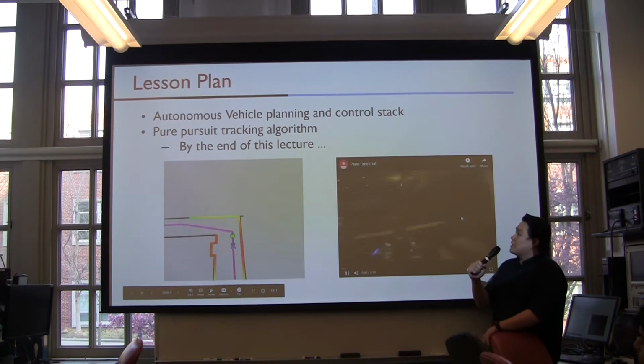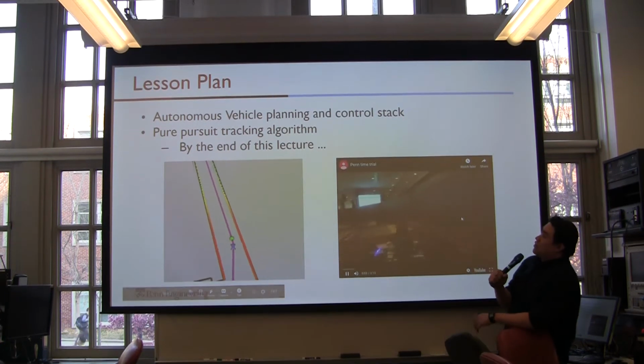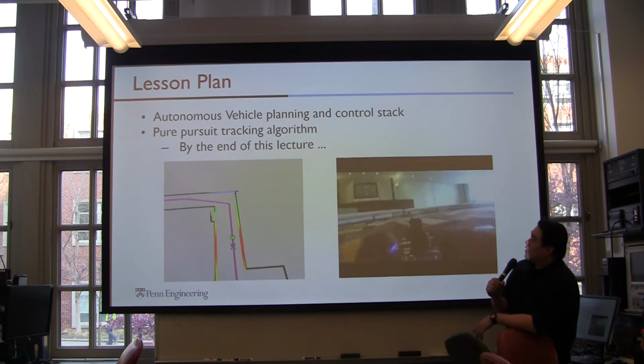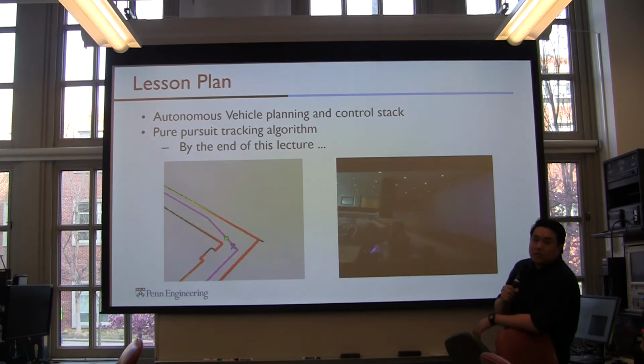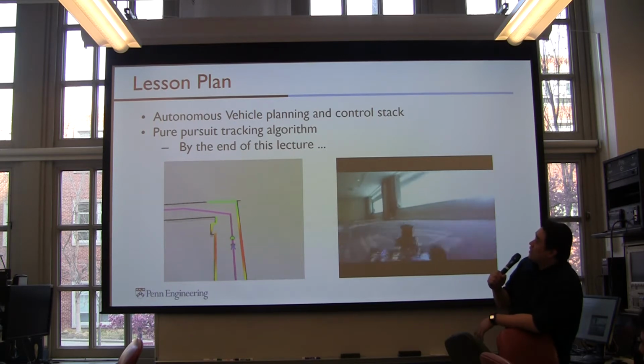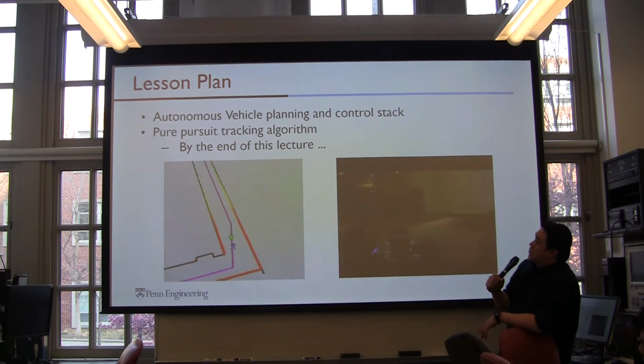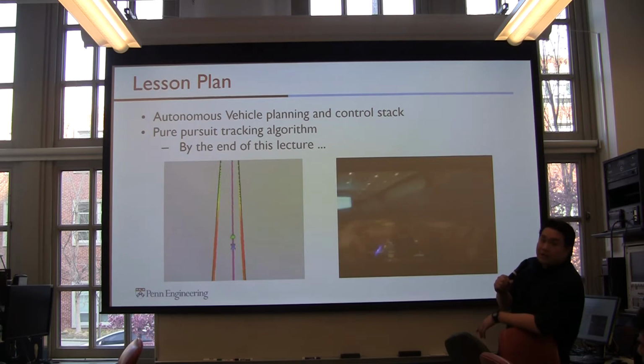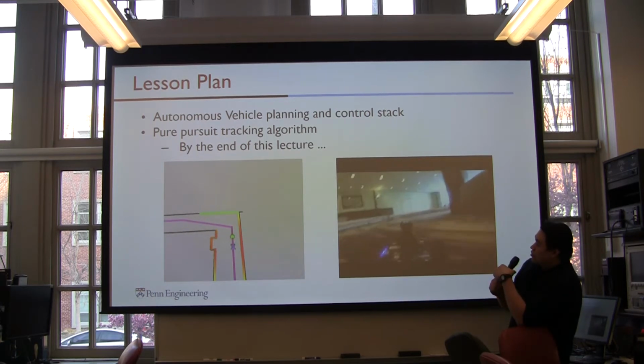So the lesson plan today is we're going to switch the context into talking about what a usual autonomous vehicle planning stack looks like. And then we're going to talk about the pure pursuit tracking algorithm. And by the end of this lecture, you should be able to do something like this.